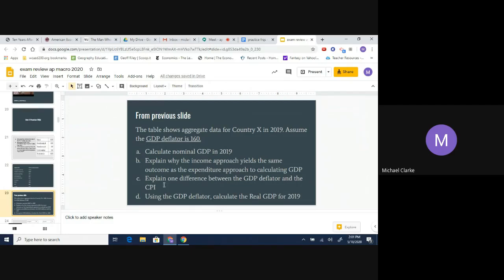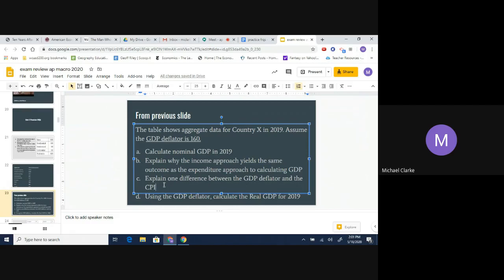connection. Here's another one. Make sure you can explain the difference between the GDP deflator and the CPI. Remember the role of GDP. This one only includes 4 core components of GDP, while this one can include imports, things you buy from other countries. And then lastly, here's where that 160, that GDP deflator 160 comes in handy.